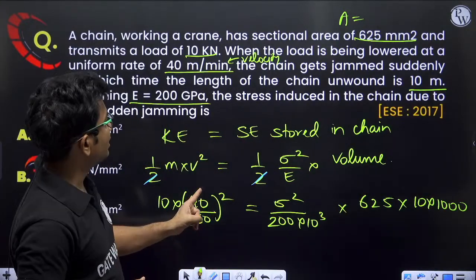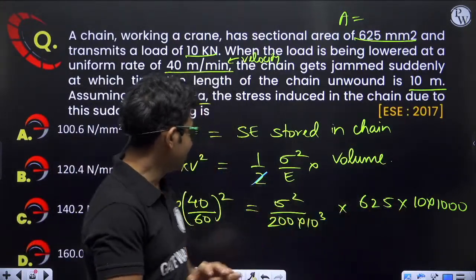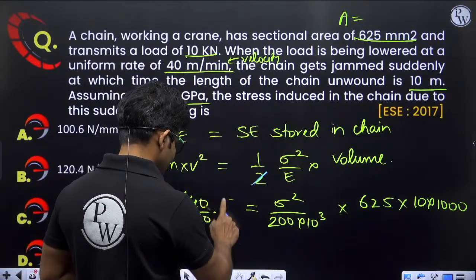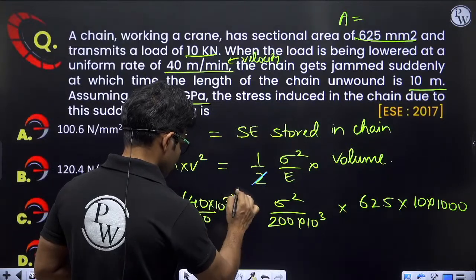Here we have considered velocity in meter per second, and here we are taking in millimeters, Newton per mm square. So let us consider this 40 meter per second into millimeter only, so into 10 to the power 3. Okay, now square.